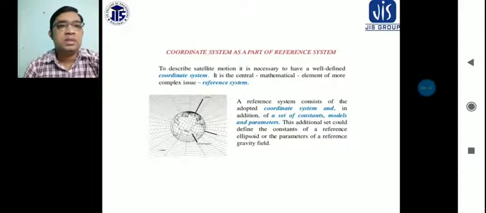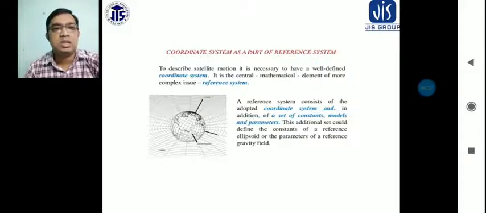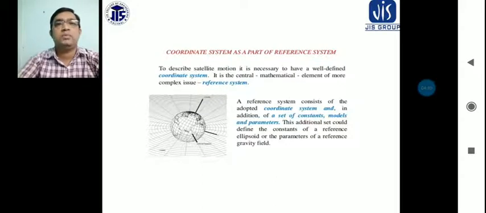Coordinate systems are considered as a part of reference systems. You can see a figure here, and to describe satellite motions, it is necessary to have a well-defined coordinate system. For satellite systems, you always have to have a well-defined coordinate system.